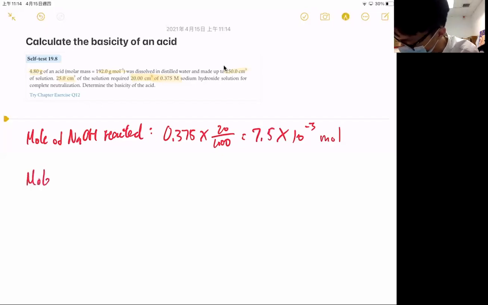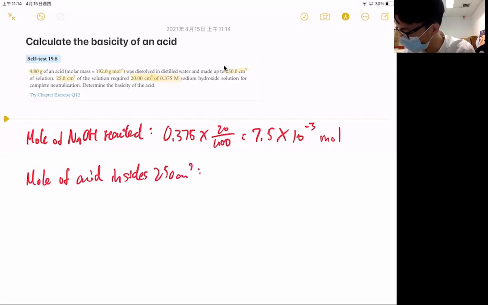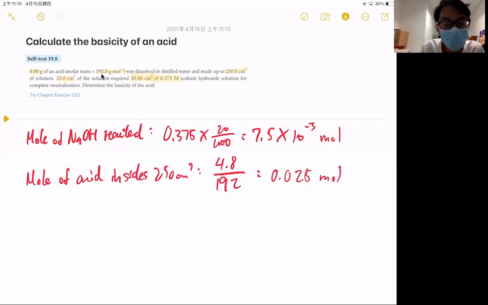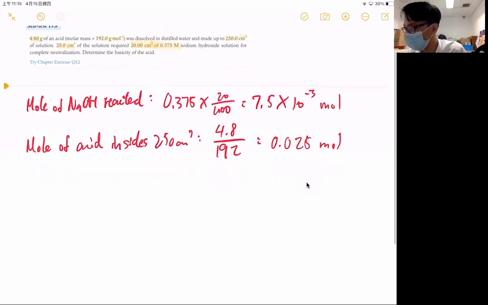So the moles of acid inside 250 cm cube will be 4.8 gram divided by 192. Mass divided by the molar mass gives the mole. You do the calculation and you will get 0.025 mole. It means that inside the volumetric flask, we have 0.025 mole of acid, and in the 4.8 gram of acid, we also have 0.025 mole. It's very clear, right? Afterwards, we do the titration.